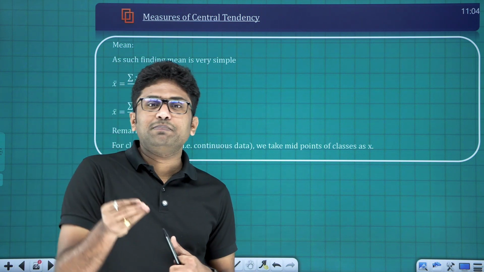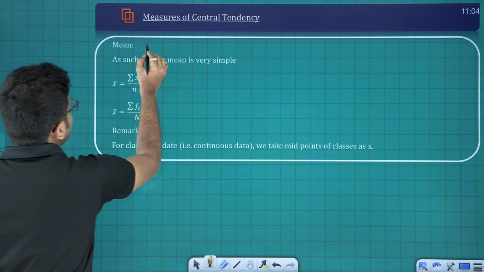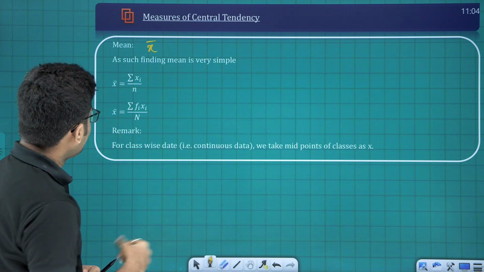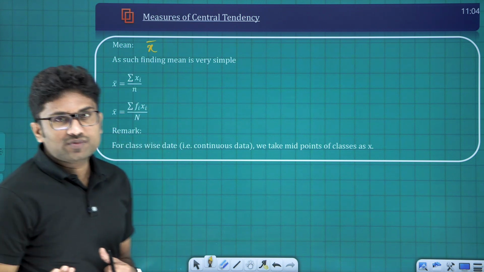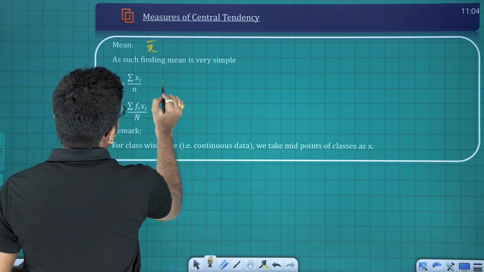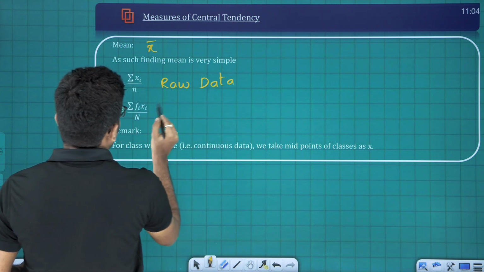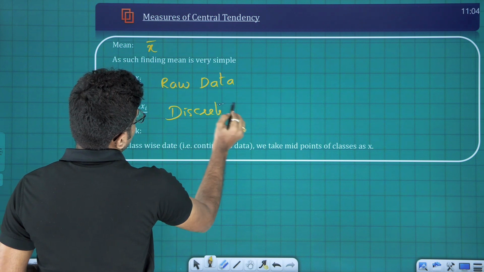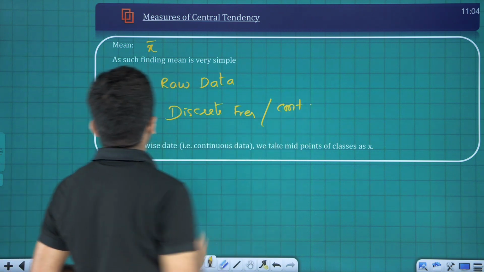Mean is nothing but, in simple words, what we call average, friends. In general, we denote mean as x bar, and x bar is equal to the sum of observations divided by the number of observations. This is for raw data, and this is for discrete frequency distribution. Discrete frequency, or even continuous frequency, we can do in the same way.